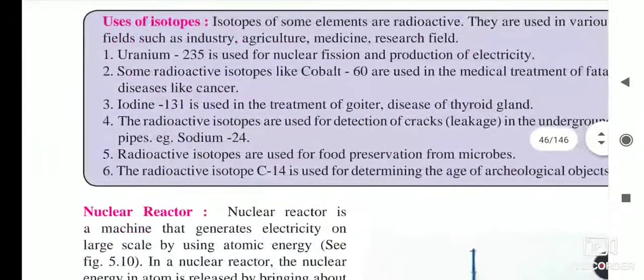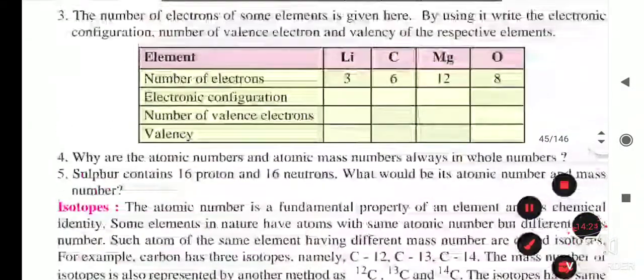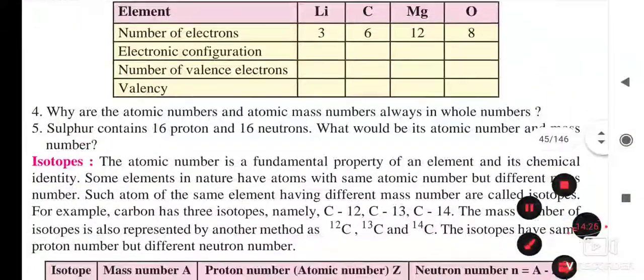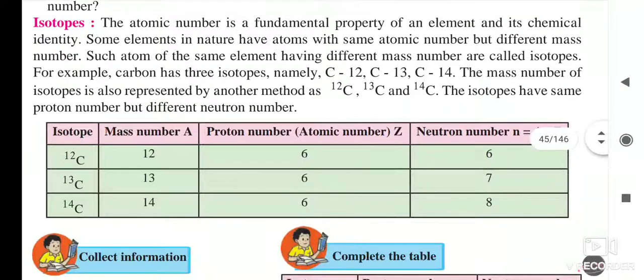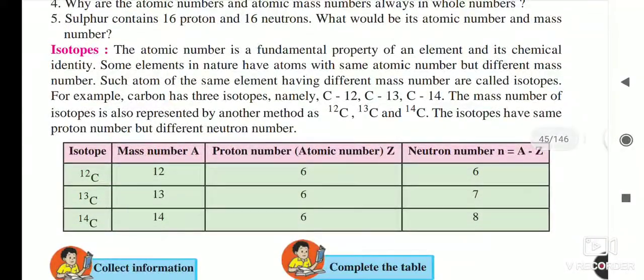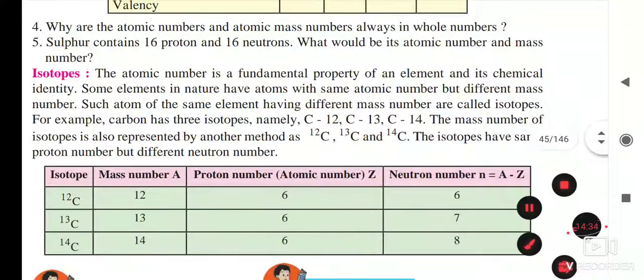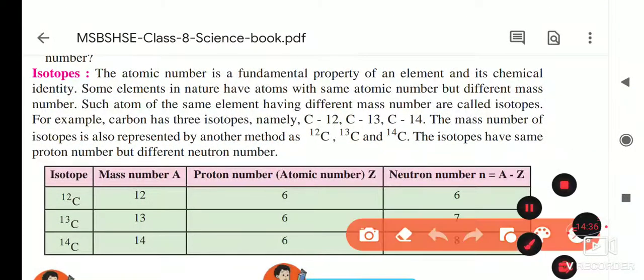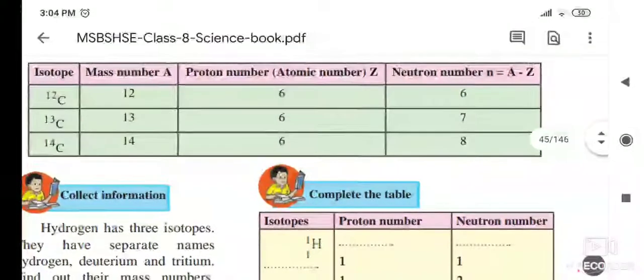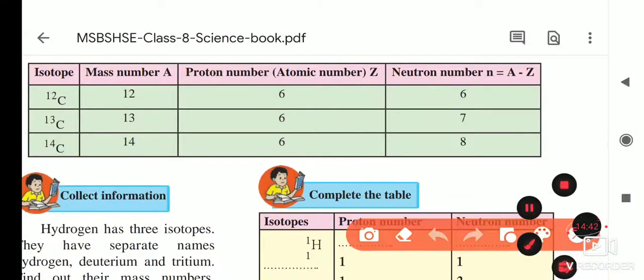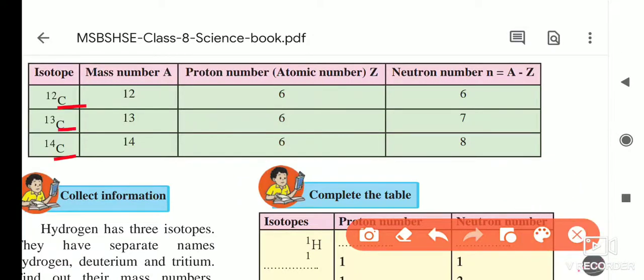Okay, so the next part is isotopes. Now observe the table. Here it is given. This is the table. Now see, it is clearly visible. Here, in each place, carbon is there.